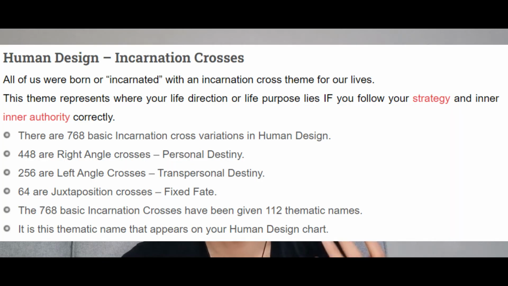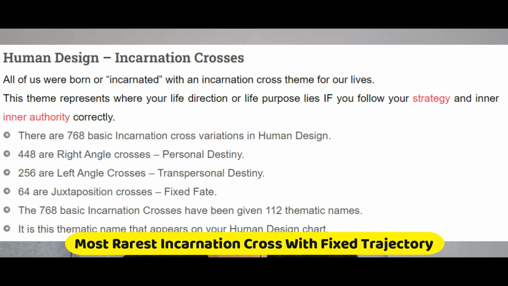So basically, if you have a juxtaposition cross, you have a fixed life destiny. In other words, a fixed trajectory through life. This is the rarest, or I would say the least common, of these crosses out there.